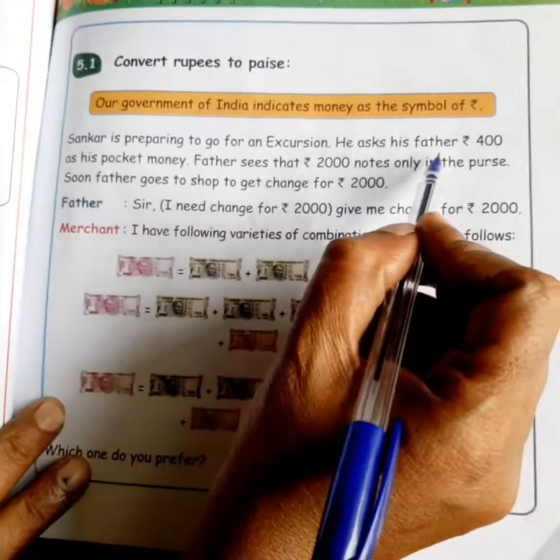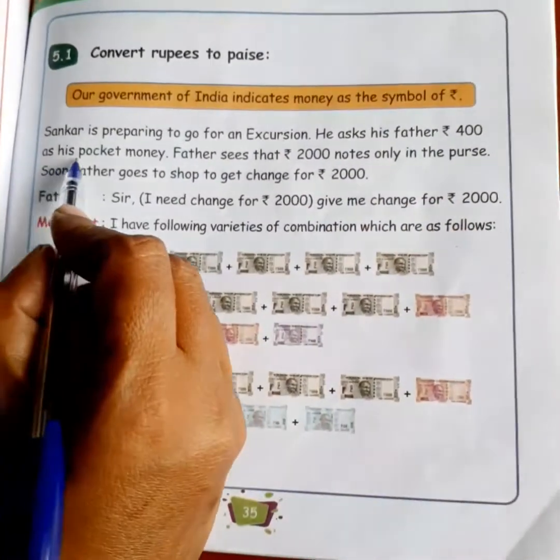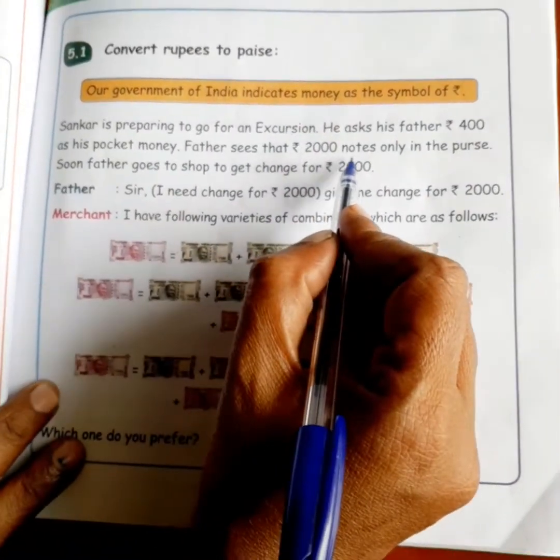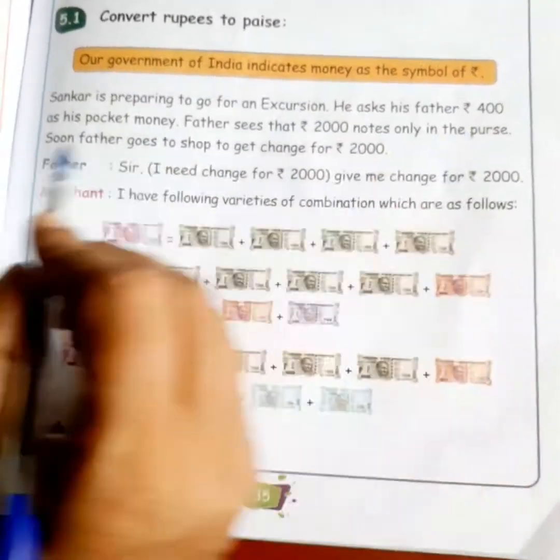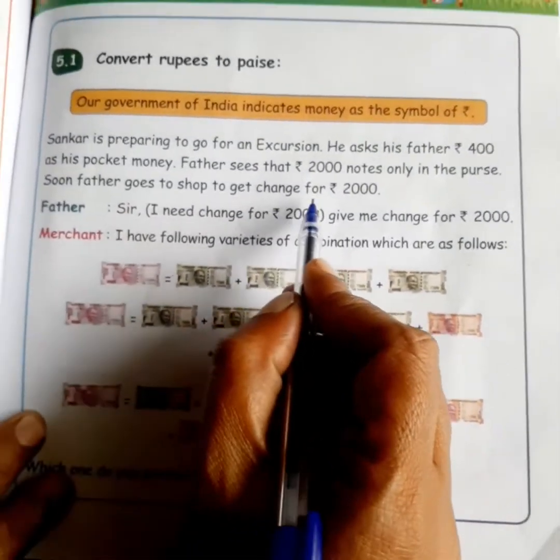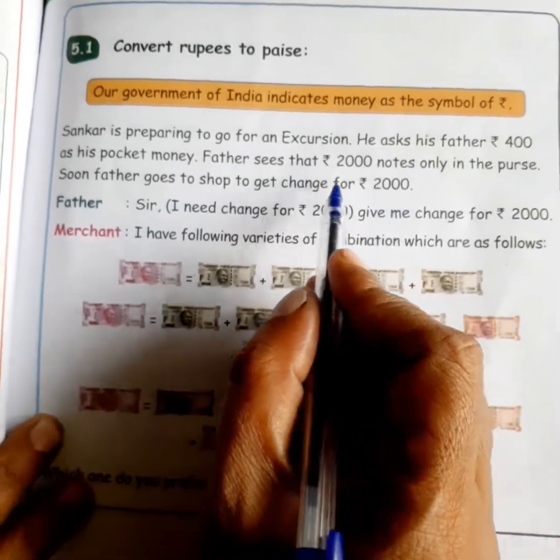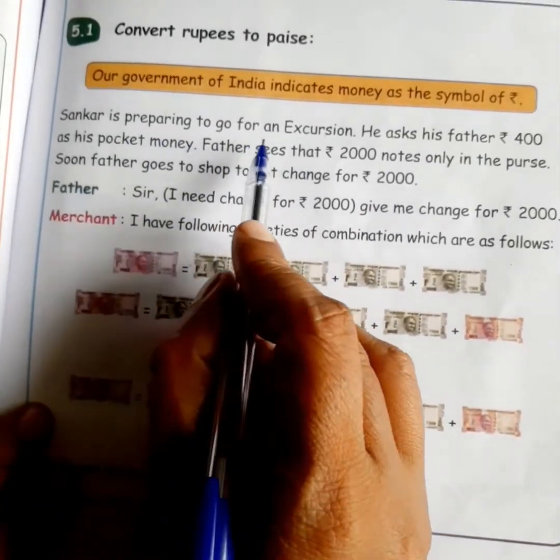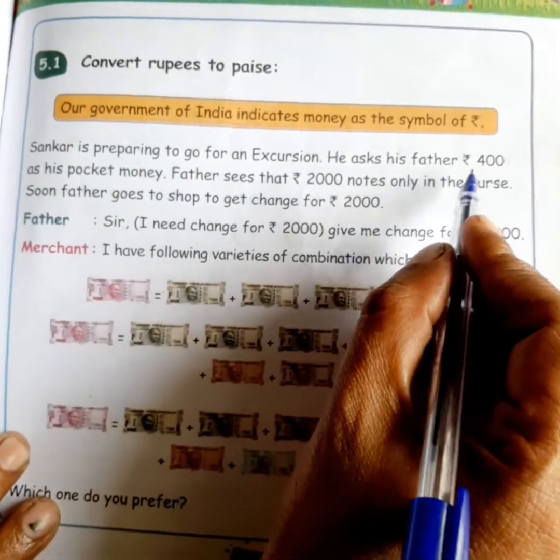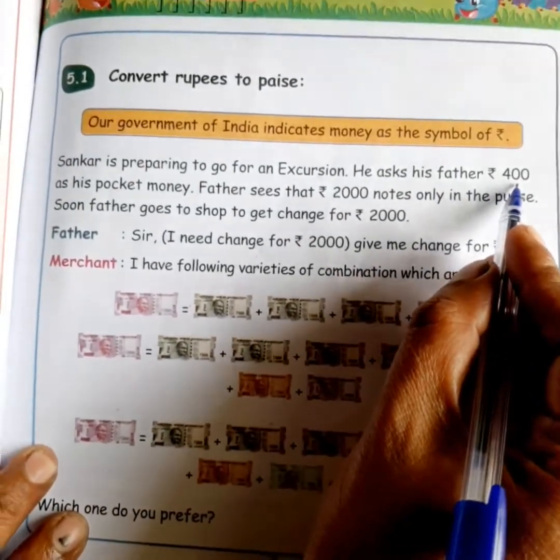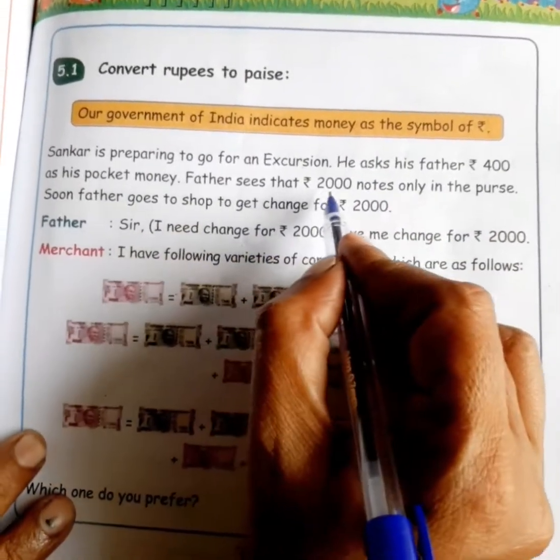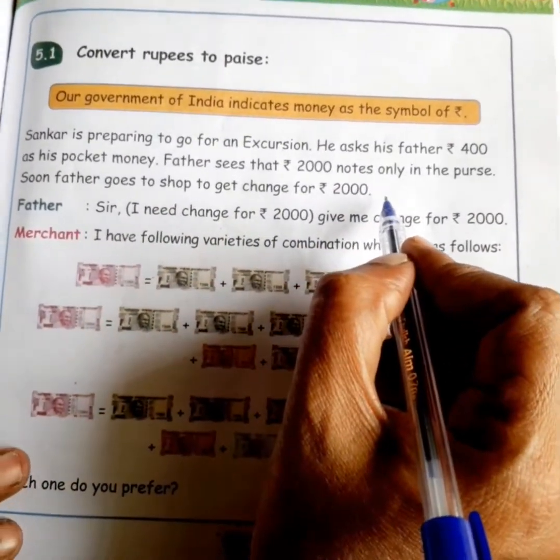He asked his father for 400 rupees as his pocket money. Father sees that there are only 2000 notes in the purse. Soon, father goes to the shop to get change for 2000 rupees. So, Shankar is preparing for the excursion, and he asks his father for 400 rupees. But his father has only 2000 rupees in the purse.